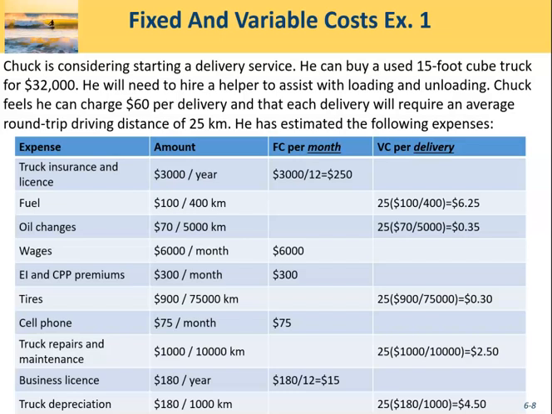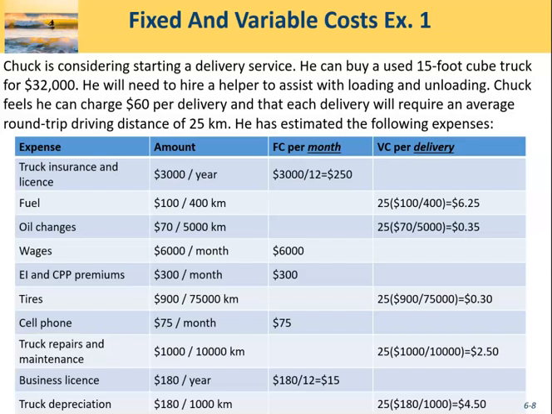We aren't going to have to change any oil if we didn't make any deliveries. So it'd be the same thing: $70 divided by 5,000 to come up with a per kilometer basis. Multiply that by 25 to come up with the variable cost per delivery of 35 cents.